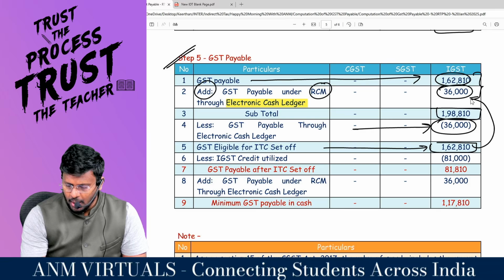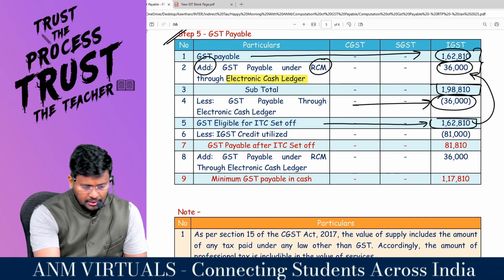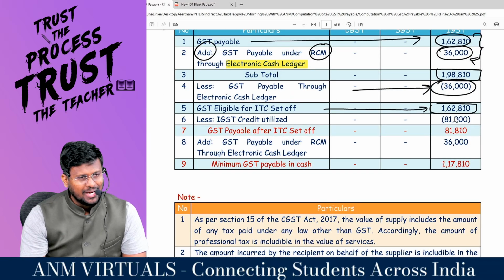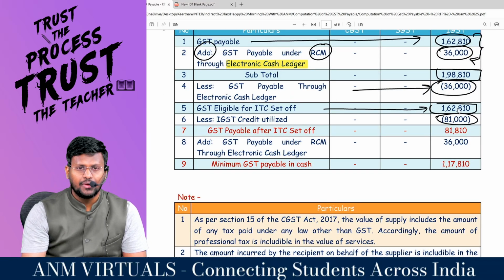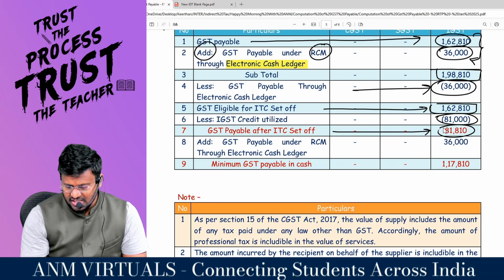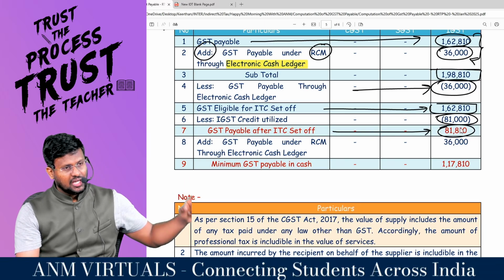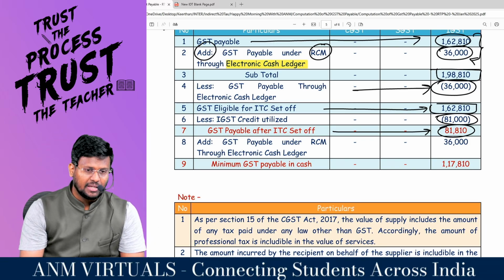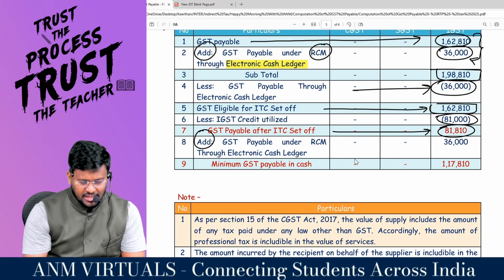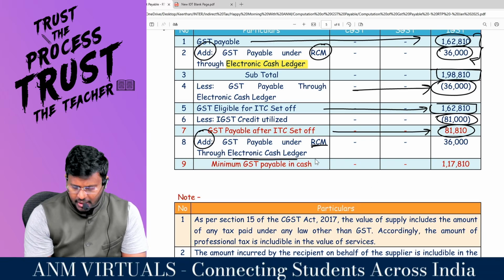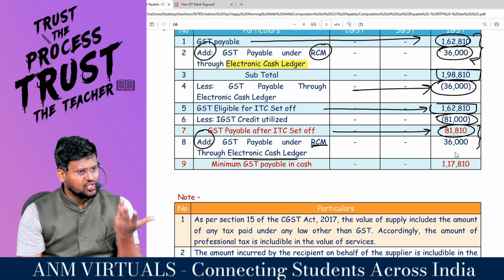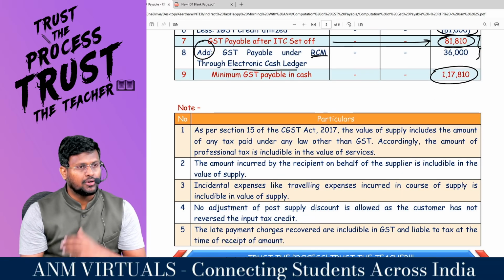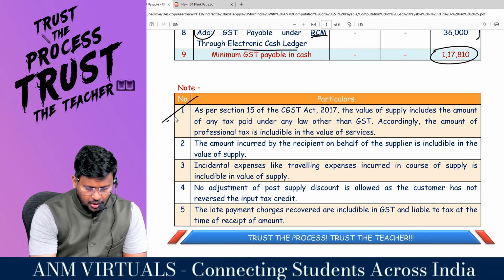But the amount available in the electronic credit ledger is how much? Sorry. How much is the amount available in the electronic credit ledger? 81,000. So against 1,62,810, you can knock off 81,000 and the net GST payable through the electronic cash ledger after set off of the balance available in the electronic credit ledger is 81,810. Add GST payable under what? RCM through electronic. So both have to be discharged through electronic cash ledger only. So the minimum GST to be paid is 1,17,810. Comfortable.